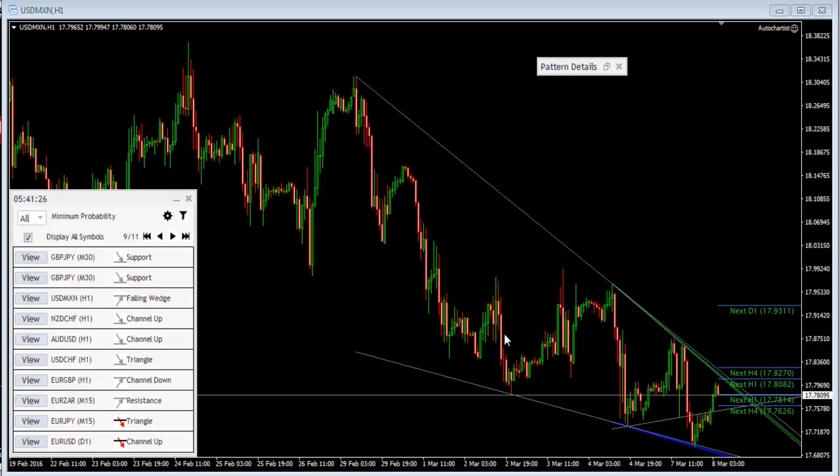I want to show you a potential trade situation arising on the USD MXN, which is the peso. And how I discovered this pattern is utilizing Autochartist pattern recognition software for MetaTrader 4 here.